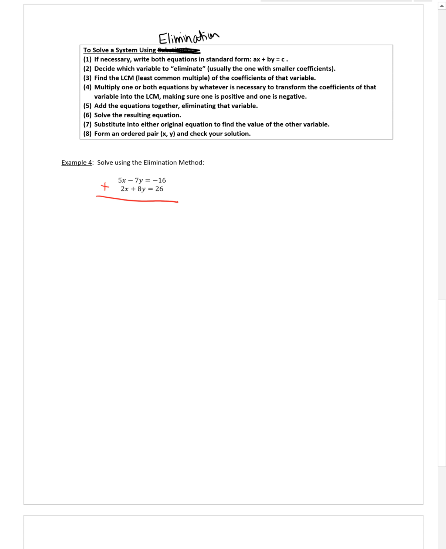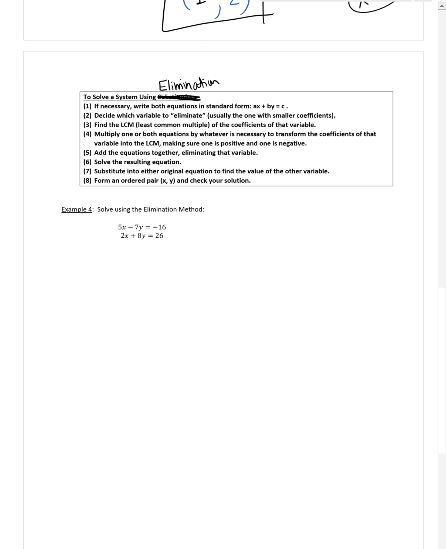If I try to add these two equations, let me combine like terms here. 5x and 2x is 7x. So the x's were not eliminated this time. The y's, you have a negative 7y and an 8y. That makes 1y, or just y, equals negative 16 and 26 added together makes 10. And now that I look at what I have, I say, you know what? This isn't helping me at all. I have an equation now with two variables still. There's no way to solve it. So all I've done is combine two equations that I couldn't solve and came up with a third equation that I can't solve. So I didn't really do anything helpful there by adding those.